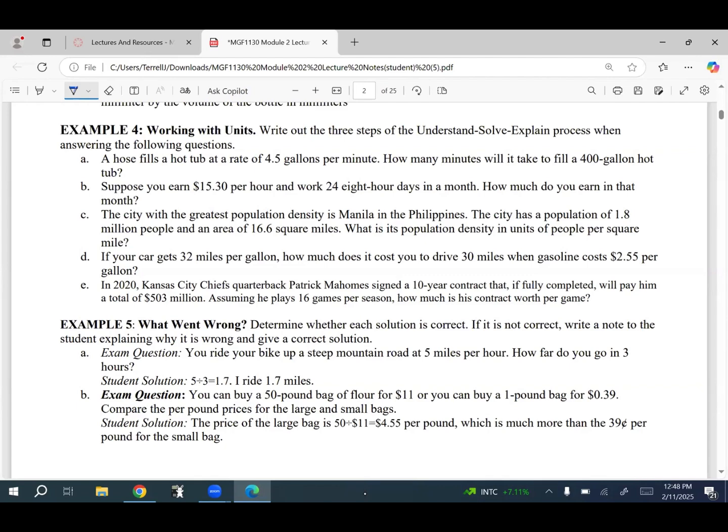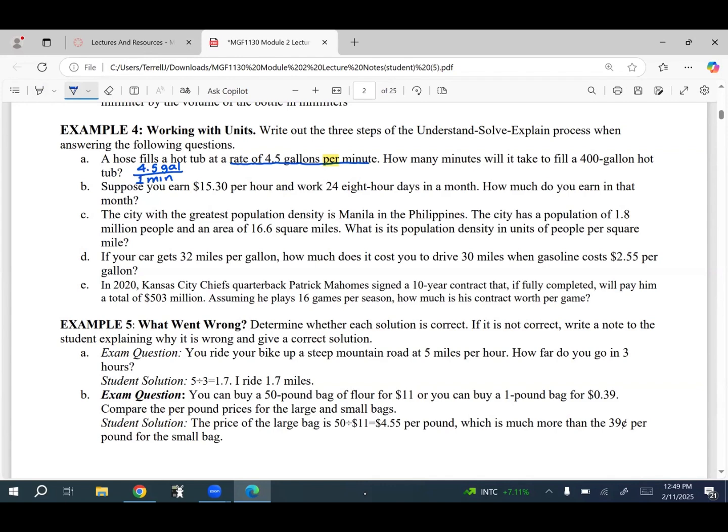Okay, so notice in this problem, I need to solve this. They're giving me a rate. They're saying the hose fills the hot tub at a rate of 4.5 gallons per minute. Notice a key word, per. Per means division, right? We saw that in the table. So I'm going to write this as a fraction. Look how I write this. 4.5 gallon, I'm just going to abbreviate that, per minute. Per minute means per 1 minute.